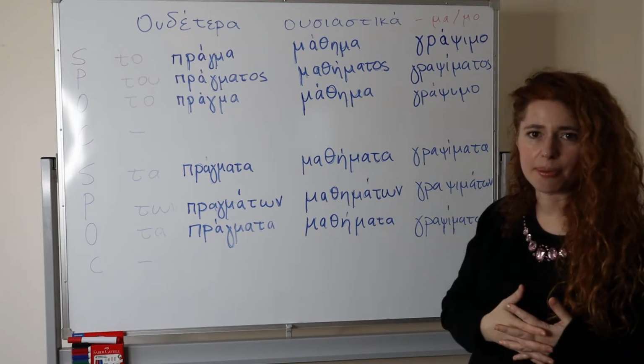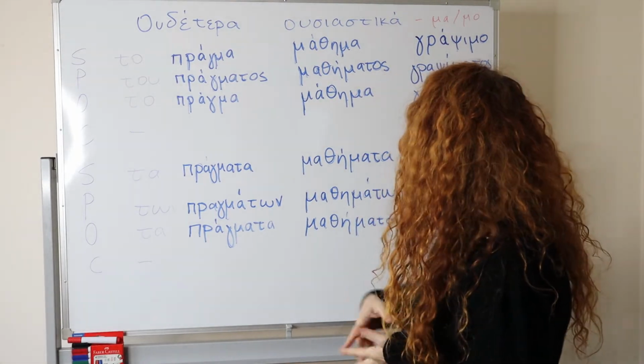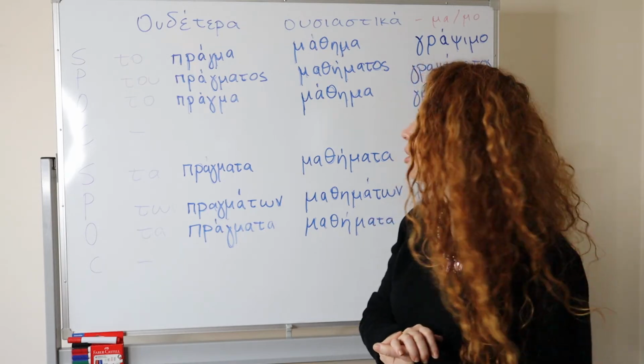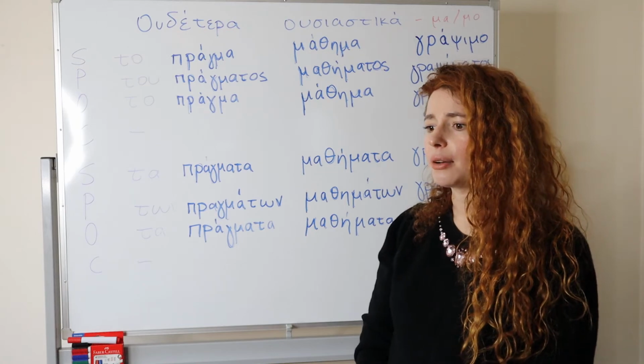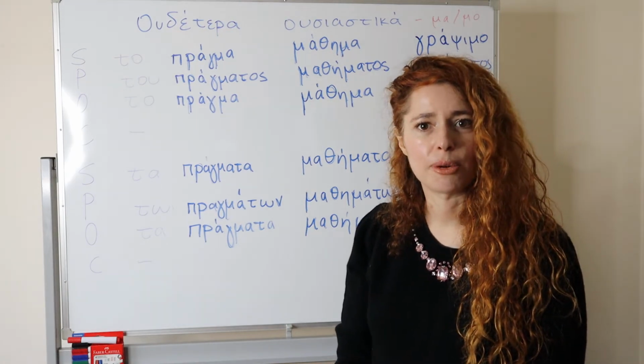Now let's see a couple of examples. We're only gonna do the singular. We're not gonna do the plural. So, to pragma, the thing, is a subject. To pragma είναι πάνω στο τραπέζι. The thing is on top of the table.